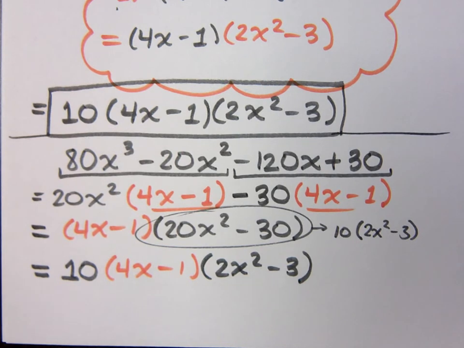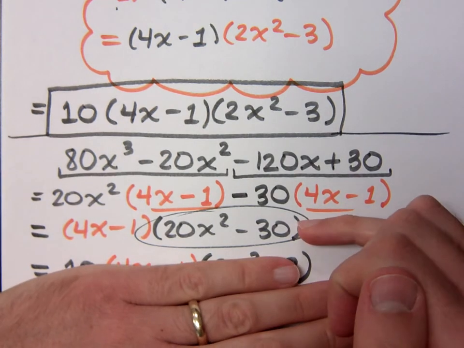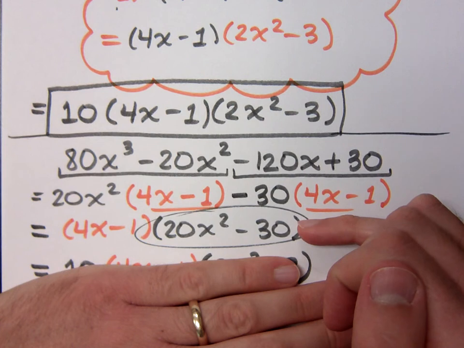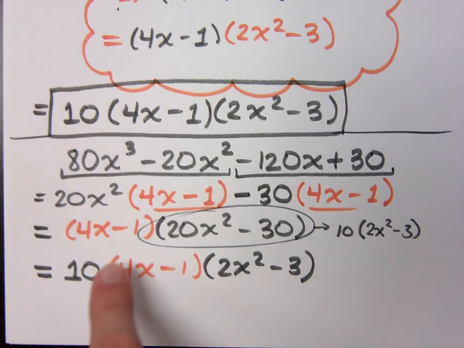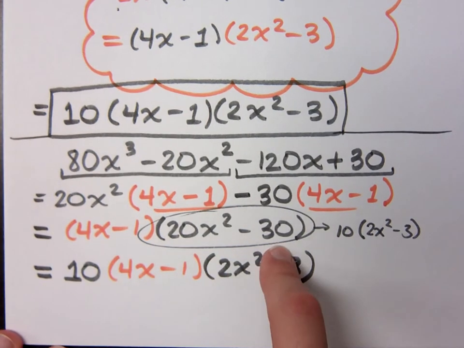Now the reason I may not necessarily prefer you doing it this way is because a lot of students will get to here and then they stop. But you always look to see if there's a common factor that may be missing. There's nothing left in 4x minus 1. The 20x squared minus 30 does have that common factor of 10. But really, the first thing you should do is always look for the GCF. Always. It makes your numbers smaller and usually makes the problem easier to work.